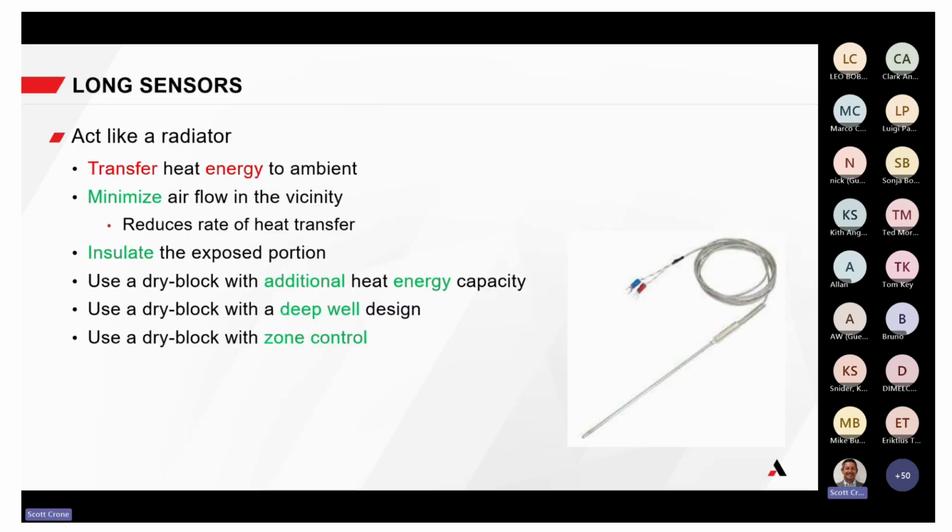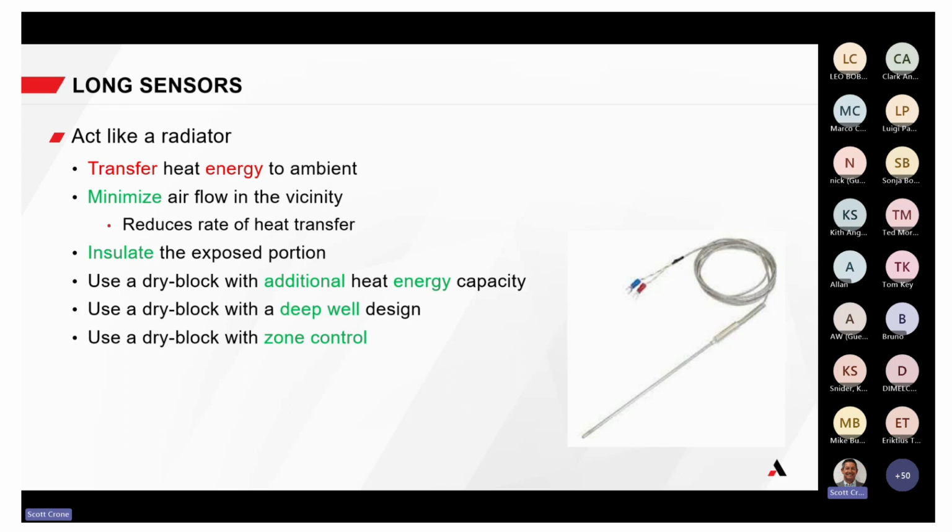Long sensors. As we talked about in the single zone control part, long sensors act like a radiator, so they transfer that heat energy to ambient. The first thing you want to do, and this is actually a good practice for any use of dry blocks, is to minimize airflow in the vicinity. That's going to reduce the rate of heat transfer.